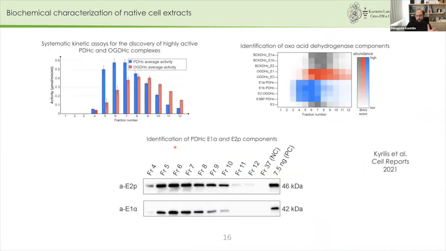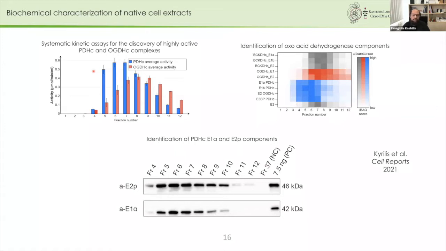So what we do first, in order to understand what we have there in our cell extracts in these fractions, is we are performing kinetic assays. So we are trying to see if some of the complexes that are there are active or not. And as you can see from this plot, the complexes that we are interested in, the pyruvate dehydrogenase complex, PDC, and the oxoglutarate dehydrogenase complex, OGDC, they are active. And these are very well-known complexes from our biochemistry books.